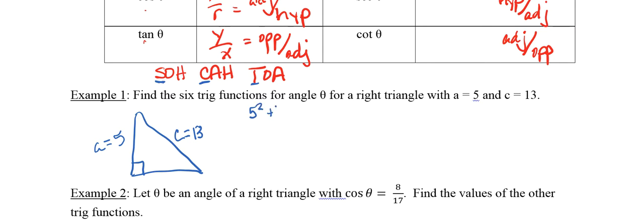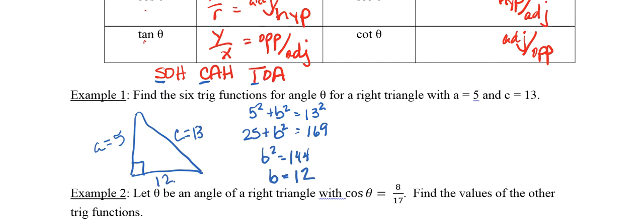5 squared plus b squared equals 13 squared. That's 25. That's 169. Minus my 25 gives me 144. Therefore, b is 12. I'm going to place my theta.